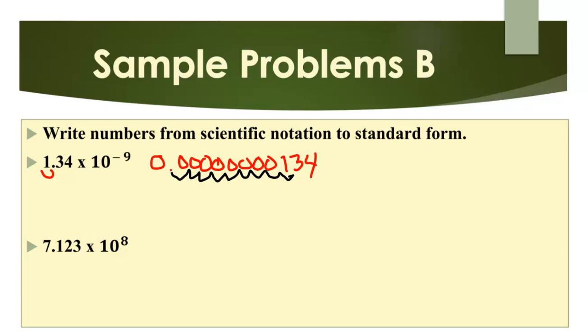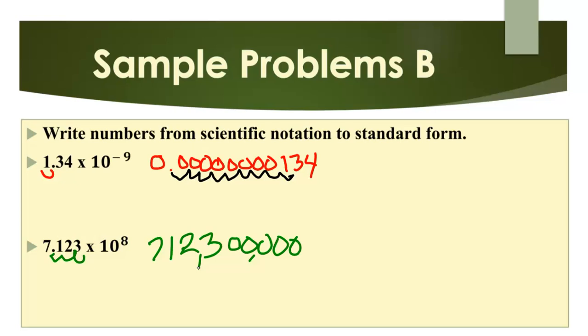Next, I have a positive exponent. So that means I'm going to move the decimal point 8 spaces to the right. So that would be 7, 1, 2, 3. And since this is 1, 2, 3, I moved it 3 places already, I need 5 more zeros. 1, 2, 3, 4, 5.